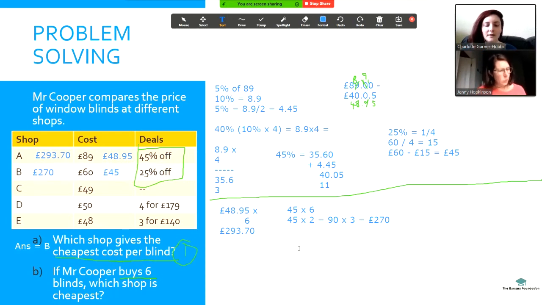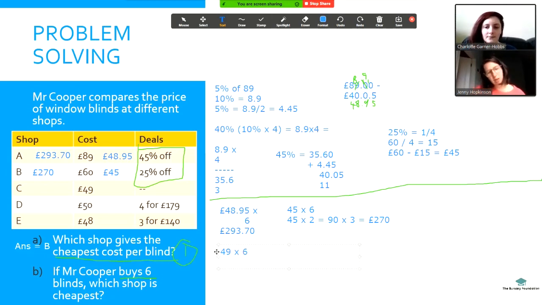Yeah, absolutely. And obviously, if you're not feeling confident in the moment, you can do your column multiplication for it, but this just makes it easier and quicker in the time. This one, I've now got 49 for shop C. No deals on there at all, so I'm just going to do 49 times 6.